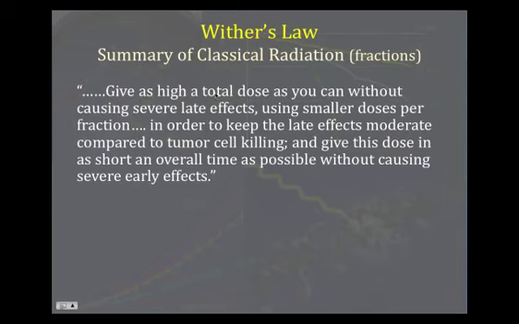So basically, Dr. Withers' law, summarizing the classical radiation knowledge, was to give as high a dose as possible without causing severe late effects, using a smaller dose per fraction in order to keep the late effects moderate compared to cell killing, but give this dose in as short an overall time as possible without causing severe late effects.